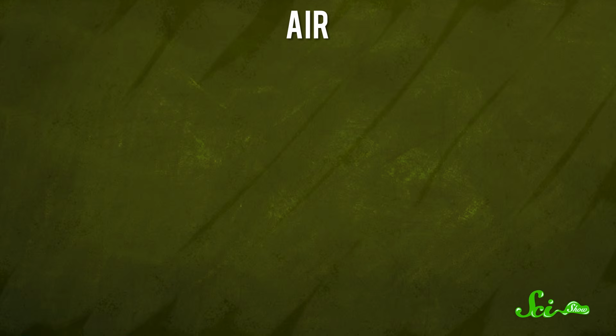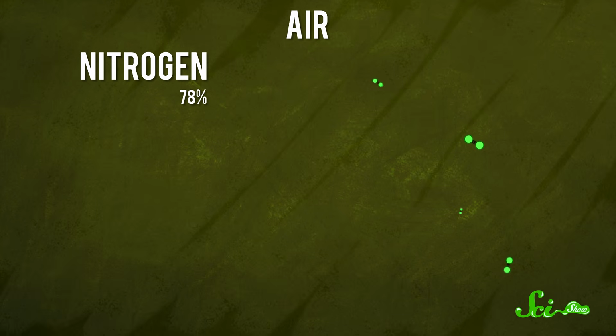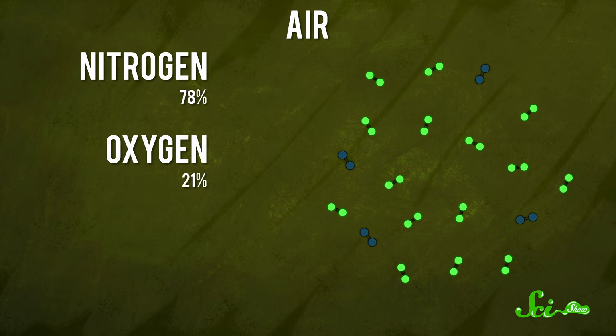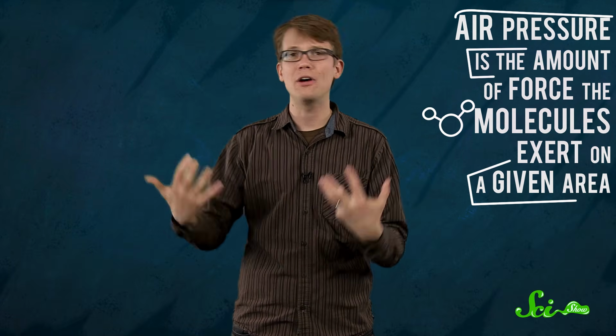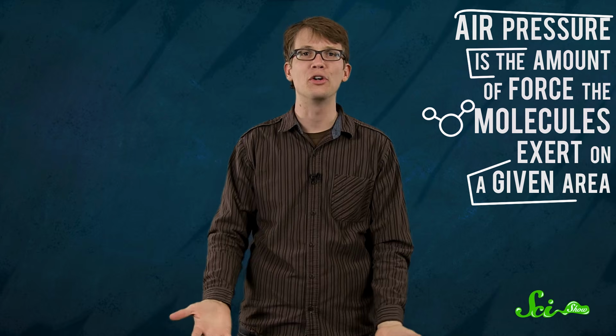The air that's all around you is made up of nitrogen molecules, about 78%, oxygen molecules, about 21%, and water vapor, between 1 and 4%. When we talk about air pressure, we're talking about the amount of force that these molecules exert on a given area. When a mass of air warms, it rises and therefore exerts less pressure on the surface. And especially if that air is moist, that rising air can become unstable and create cloudy, rainy, even stormy conditions. That's why low pressure systems are often associated with bad weather.